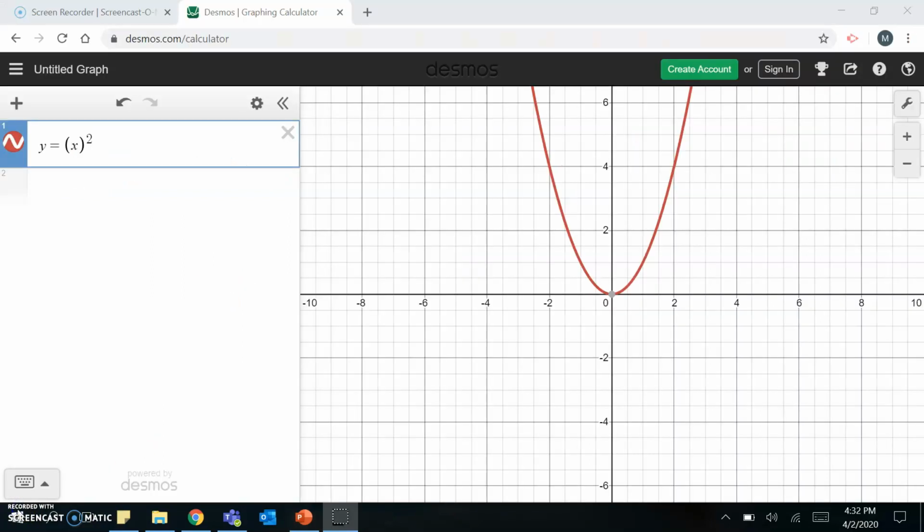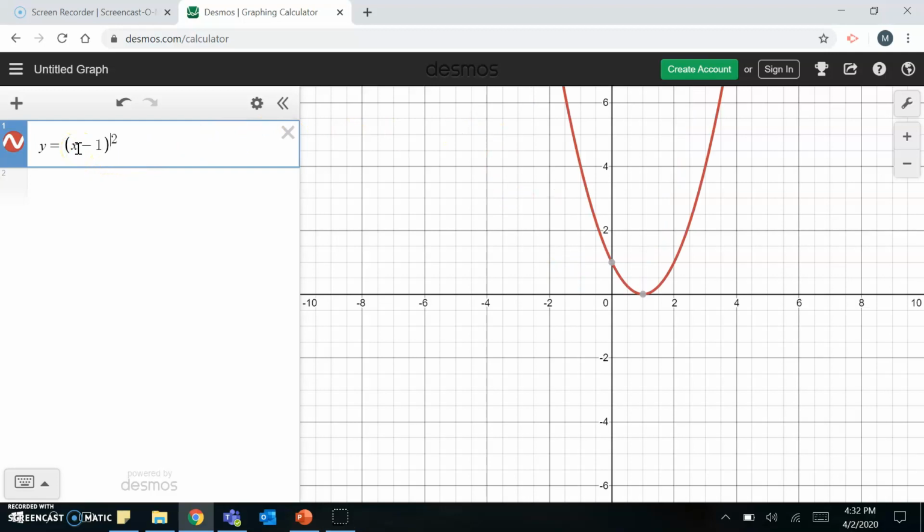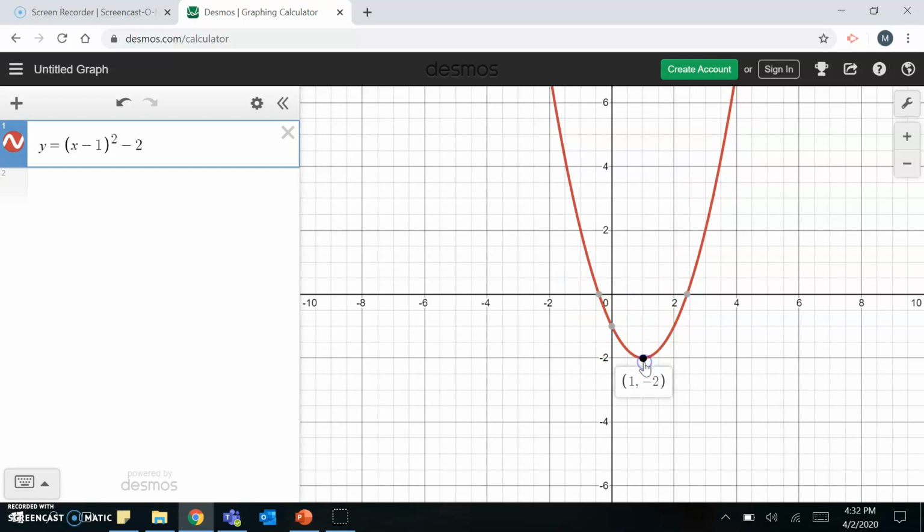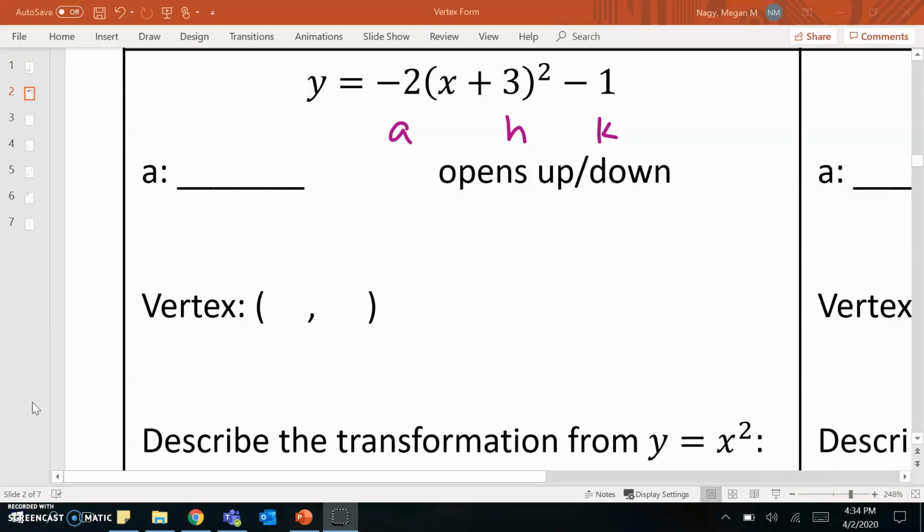So let's check that we were correct on our graph here. This is how the quadratic starts out, the parent function x squared. If I did -1 and then -2, notice that the graph is still facing upwards, so that was correct. We went over 1 and down 2. So it shifted to the right 1 and down 2, so that was our transformation for that equation. All right, let's try one more here.